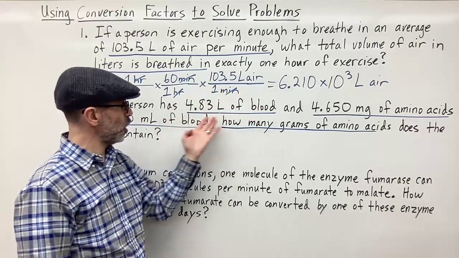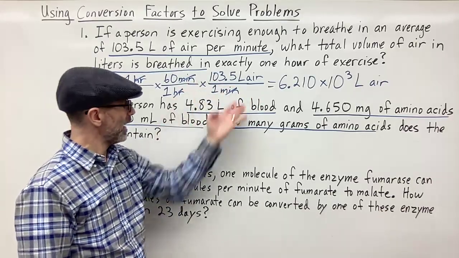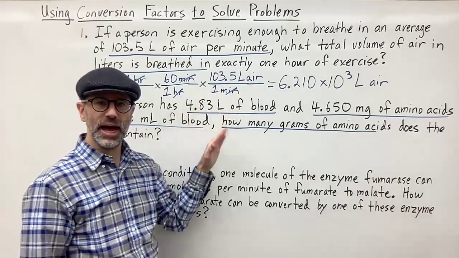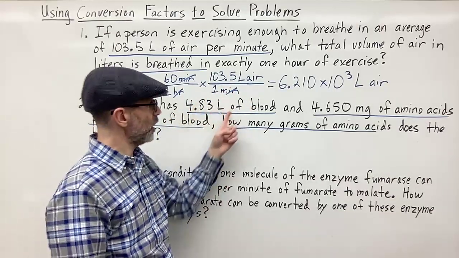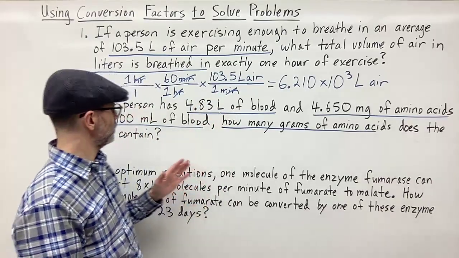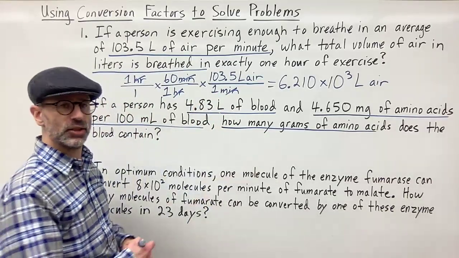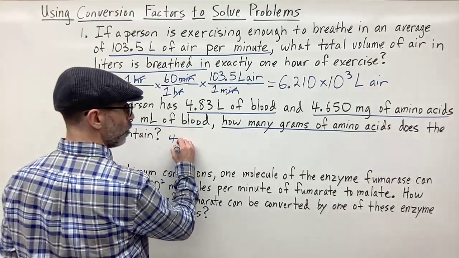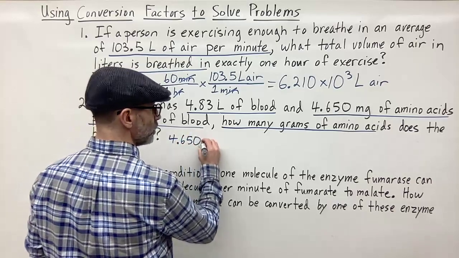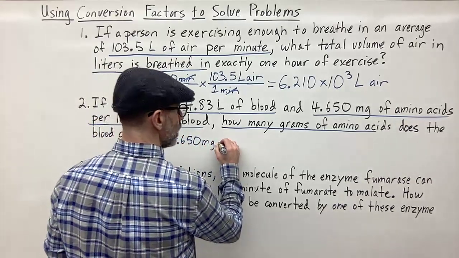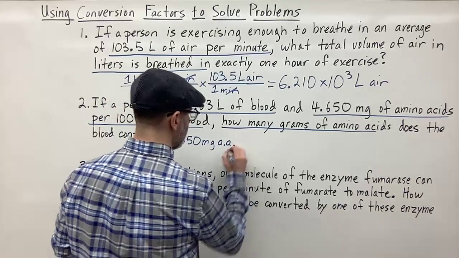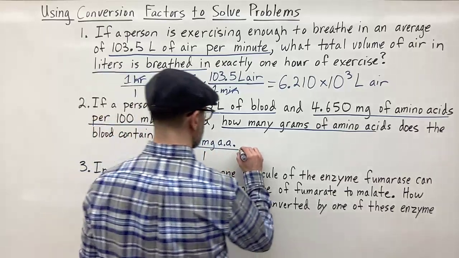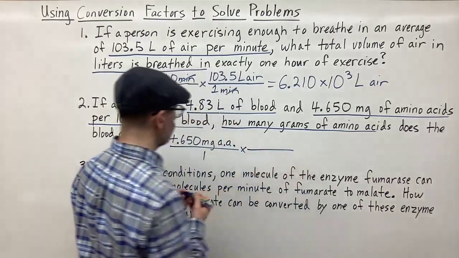Notice this stands alone. It's not tied to anything. And it does reference "does the blood contain?" Well, what blood? This blood. So we've got to start with that. We're going to convert this amount of blood into grams of amino acids. So let's go ahead and get started. We're going to start with 4.650 milligrams of amino acids. I'm going to say AA for amino acids, over 1. And then we're going to start using conversion factors.